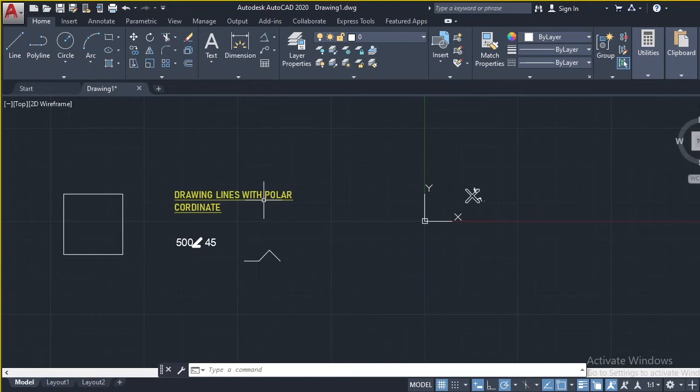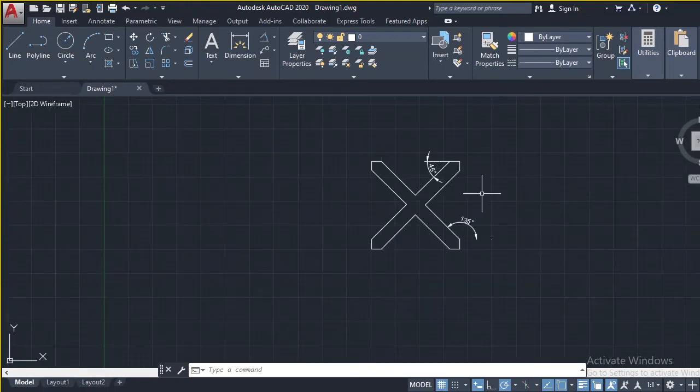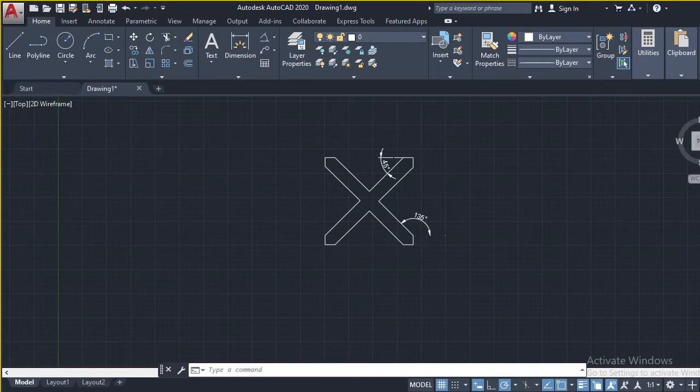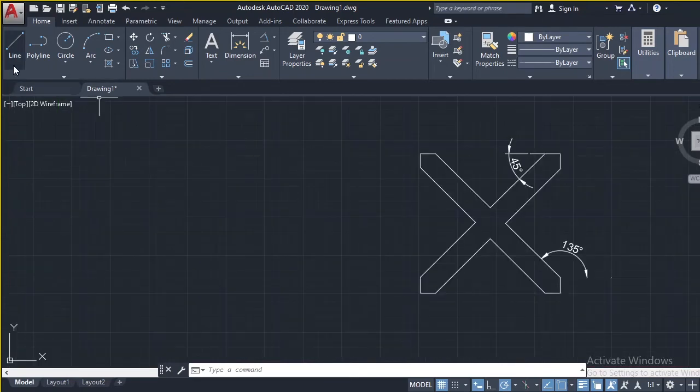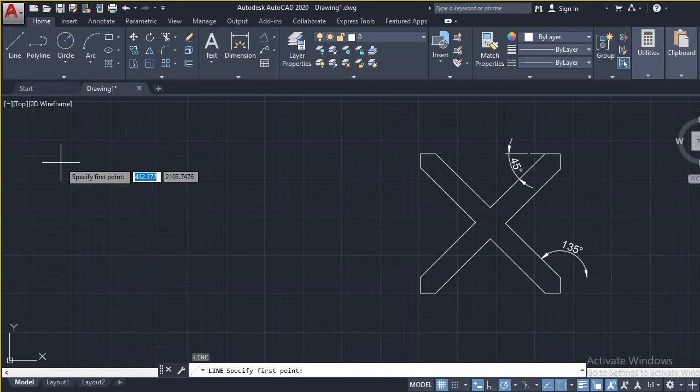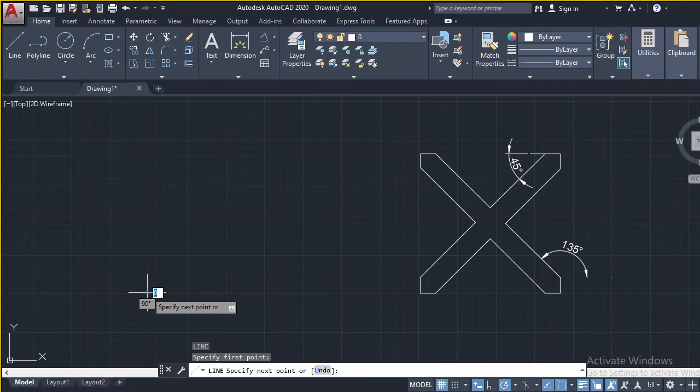Being able to understand what the polar coordinate is and how to use it to draw a line, let's look at a simple drawing to actually demonstrate what I have been saying. I want to draw this using the polar coordinate. So I type in L and the Line command pops up, then I press enter. I specify my first point. I click on this first point, so I'm starting from this one here.